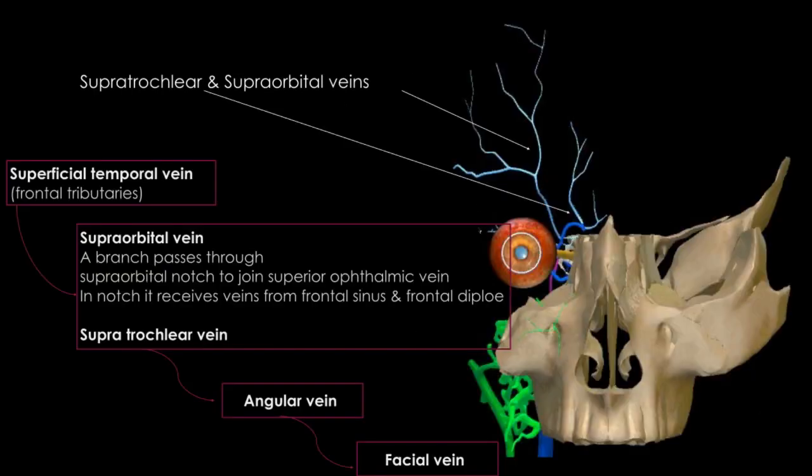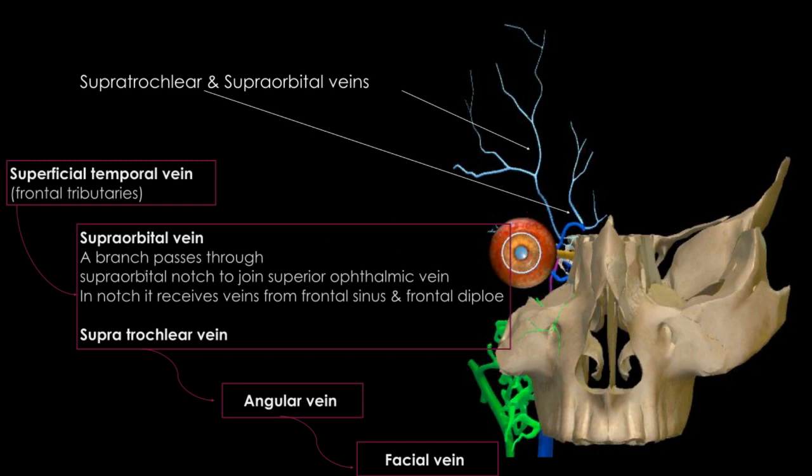Now coming to the region of the orbit. Here you can see the supratrochlear and the supraorbital veins. This one here is the supratrochlear vein and this is the supraorbital vein. So the frontal tributaries of the superficial temporal vein, the superficial temporal vein will be somewhere here, flow into the supraorbital vein as well as the supratrochlear vein.